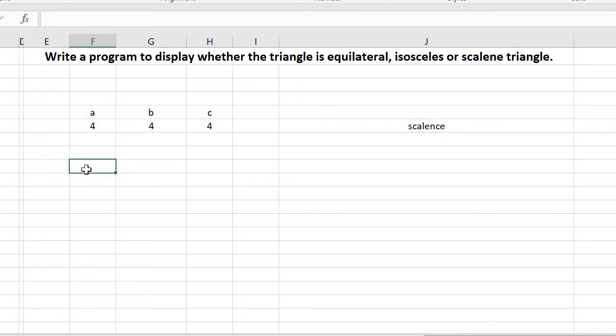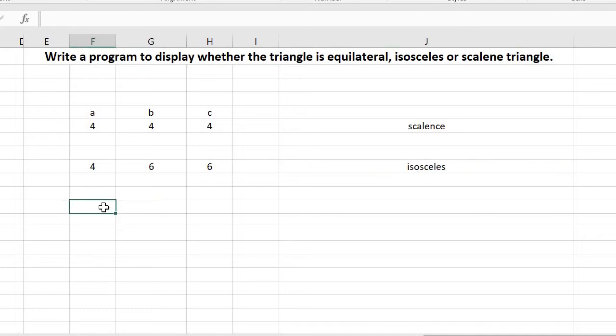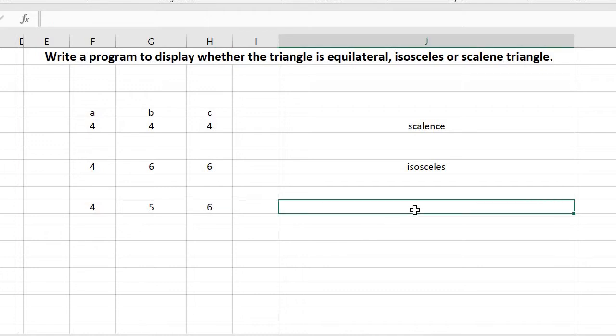Similarly, if side A is, assume, 4, next it is 6, and the next it is 6, that is, only two sides are equal, then it is an isosceles triangle. And similarly, if we have the third case, that is, the three sides of the triangle are completely different from each other, then this triangle is a scalene triangle.